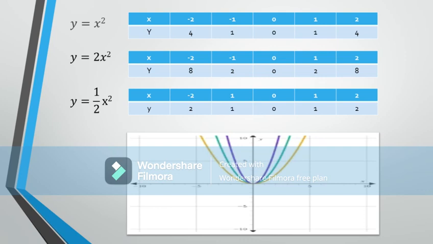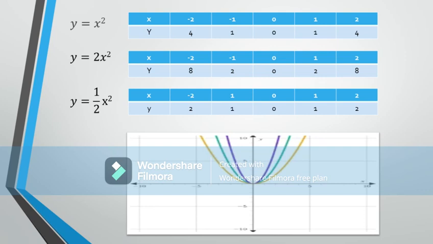In the second equation, y = 2x². Here the values of x are -2, -1, 0, 1, 2, and the values of y are 8, 2, 0, 2, 8. Similarly, in the third equation, we decrease the value of a, or the coefficient of x². x is -2, -1, 0, 1, 2, and the values of y are 2, 1, 0, 1 and 2.